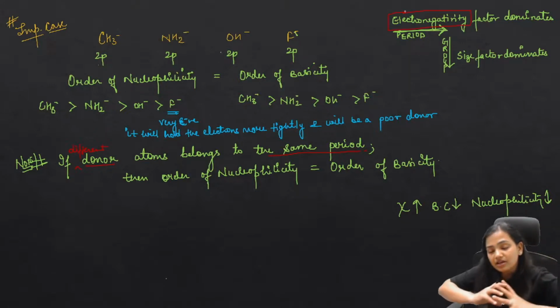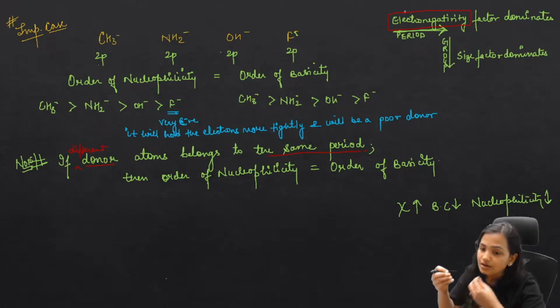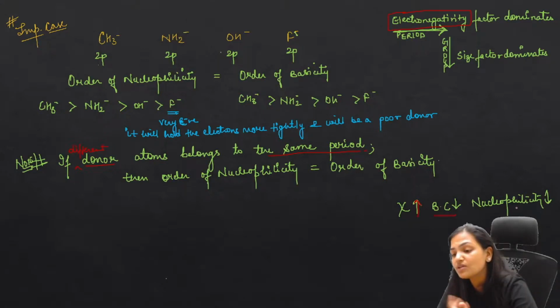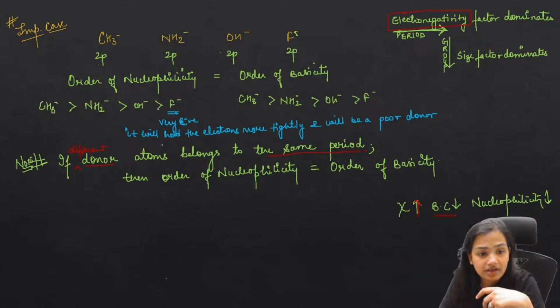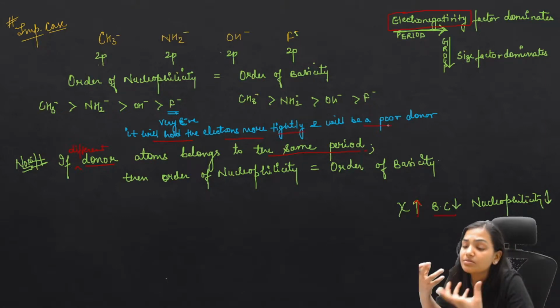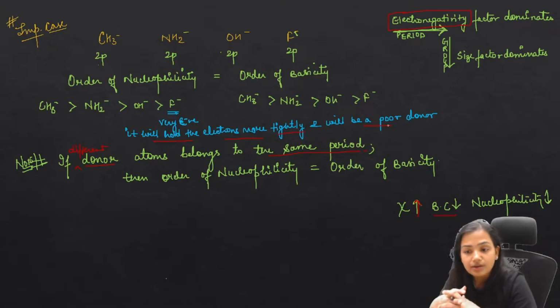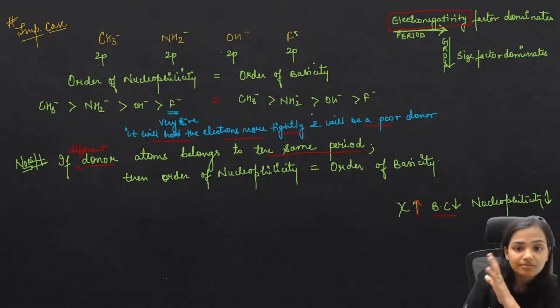As the electronegativity increases, the basicity and the nucleophilicity both decrease. Because the electronegativity increases, the basic character decreases, and at the same time, if the electron cloud gets more tightly held by the nucleus, they become a poor donor. Their polarizability decreases, their nucleophilicity decreases. So both will decrease, and that's why the order is going to be the same, whether it is basicity or nucleophilicity.